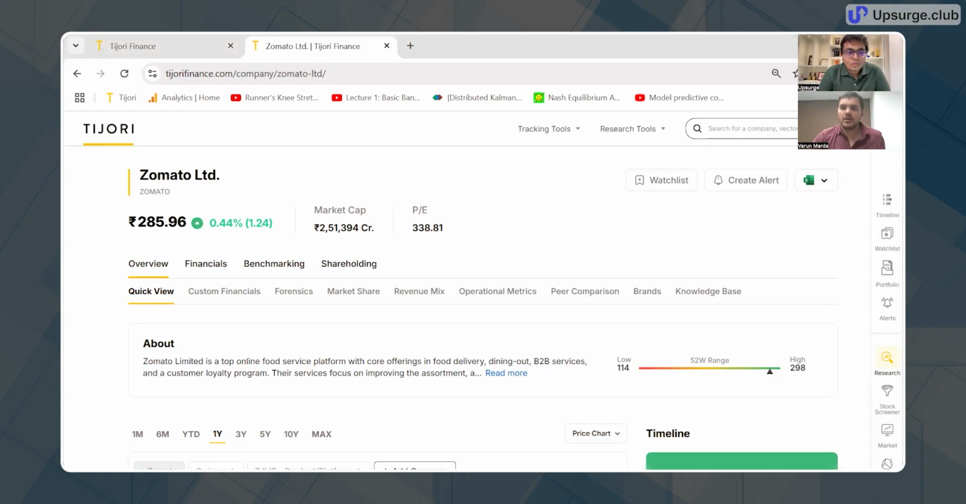I think the audience is looking forward to understanding how exactly to use this platform and how exactly to run screens on this platform and identify stocks.